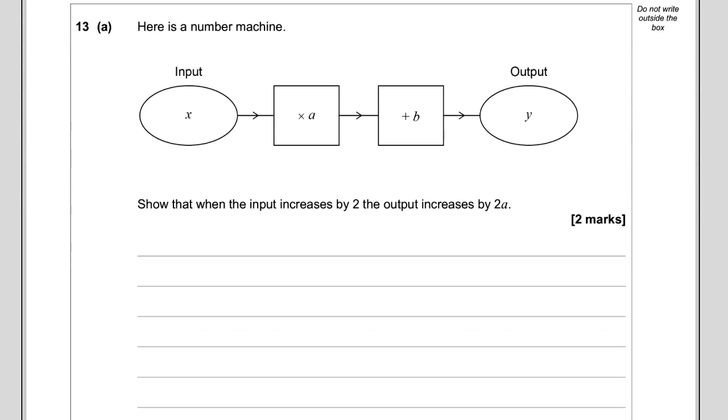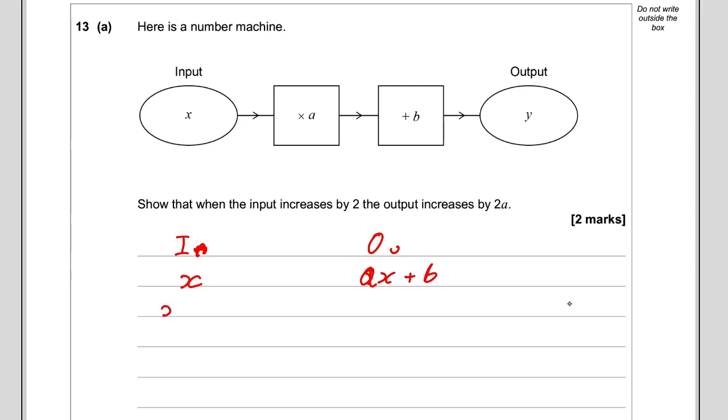Question 13. Here is a number machine, input and output. Show that when the input increases by 2, the output increases by 2a. Okay, so if I very basically do my input and my output: if I put x in as my input, then my output is going to be ax plus b.